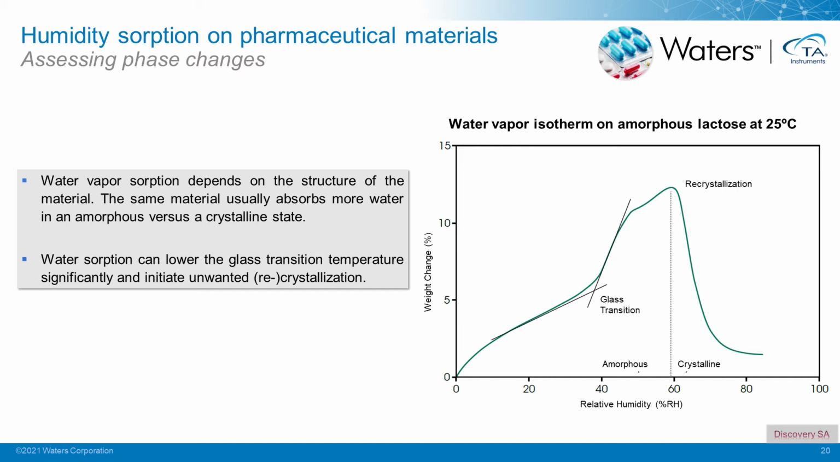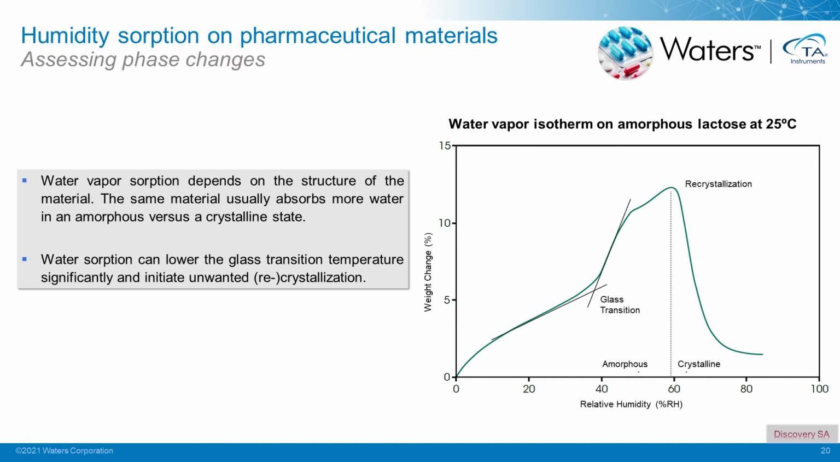So we see here we're scanning the humidity up to just above 80% relative humidity. And again, this is Discovery SA data here. So we see that this material, looking at what's going on here, just prior to 40% relative humidity, there is a change in the ability of the material to take up moisture. It actually increases. So what this means is we've gone through the glass transition of the material.